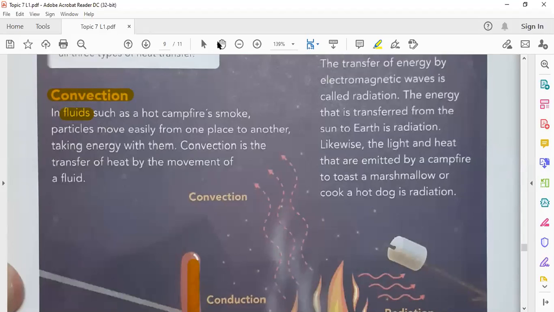In fluids such as air or other gases or liquids, how does convection happen? I want to explain it for you. Look, for example, I want to drink tea. I bring water and put it in the pot on the stove. As you know, this is fire. Heat moves first from the fire or the stove to the pot by conduction.